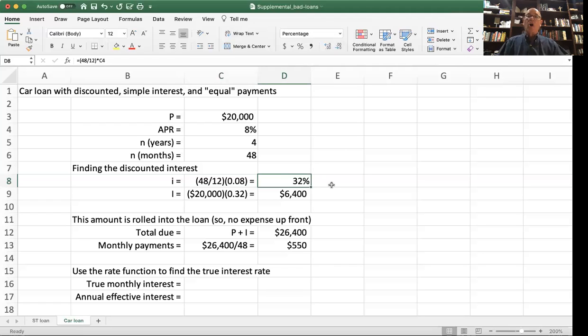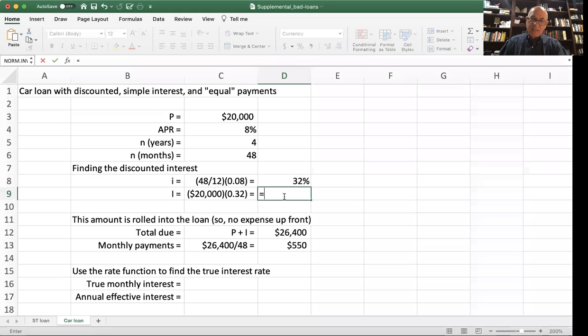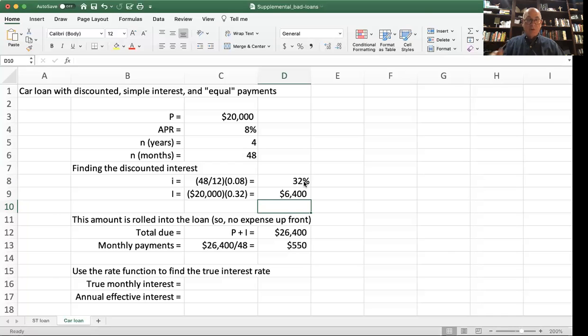Look, this is the total that you'll pay for all 4 years. It's such a good deal. Well, then you take $20,000 to find the interest that you pay, right? You take the principal times the 32%, and you get $6,400. So 20,000 times the interest that you pay is $6,400. That's a time zero cost.